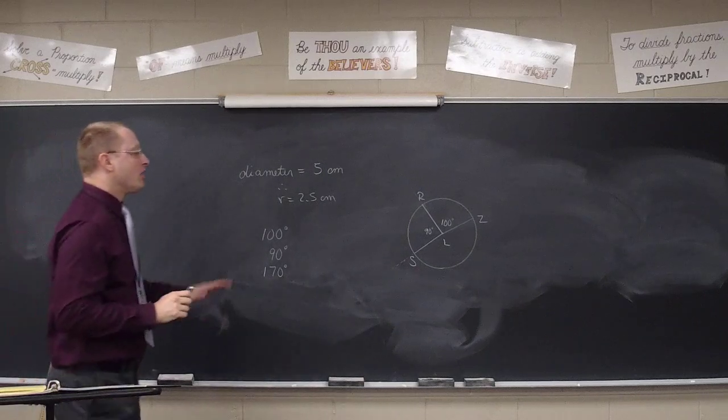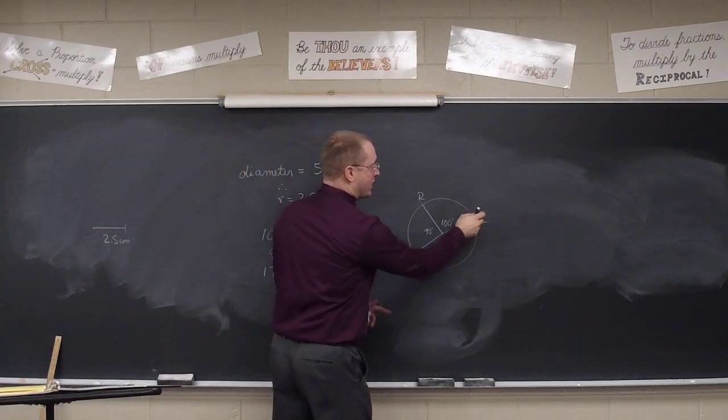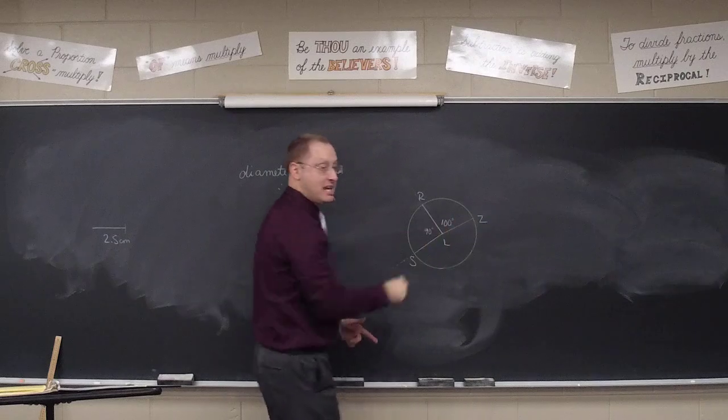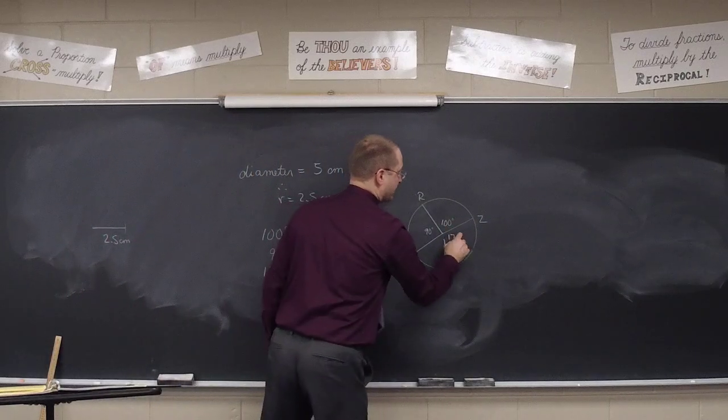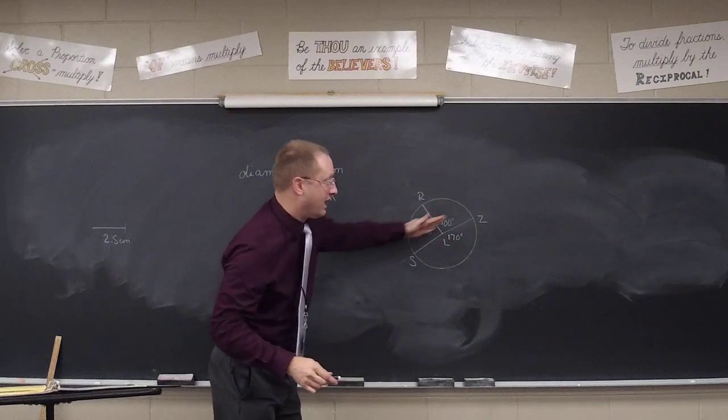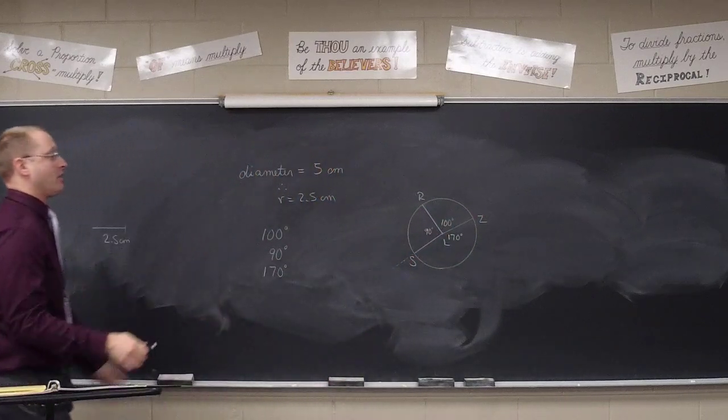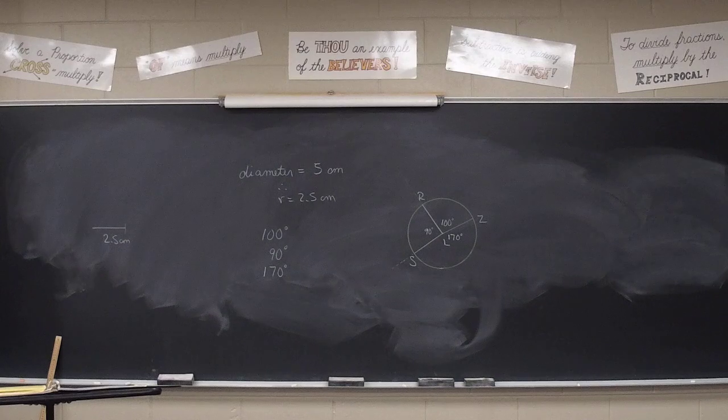All right, now, that means, class, how big should angle SLZ be? 170. It should be 170 degrees. Notice it's almost a straight line, right? It's almost a straight angle. And there's our 3 angles. They gave us 3. We only had to draw 2 of them.